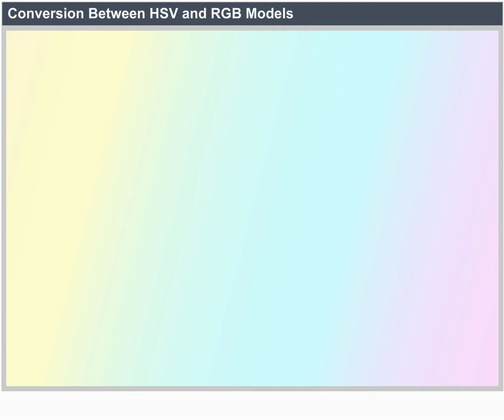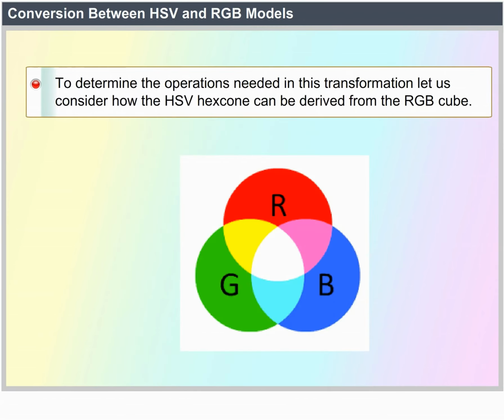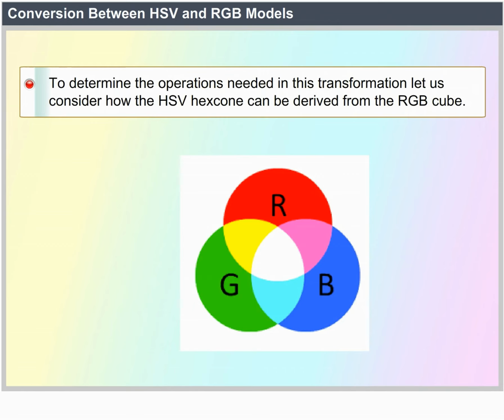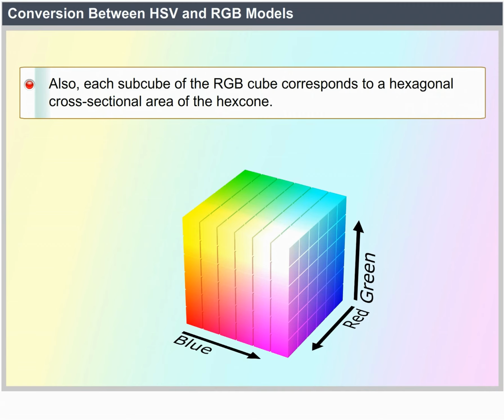Conversion between HSV and RGB models. If HSV color parameters are made available to a user of a graphics package, these parameters are transformed to the RGB settings needed for the color monitor. To determine the operations needed in this transformation, we first consider how the HSV hex cone can be derived from the RGB cube. The diagonal of this cube from black, the origin, to white corresponds to the V-axis of the hex cone. Also, each subcube of the RGB cube corresponds to a hexagonal cross-sectional area of the hex cone.